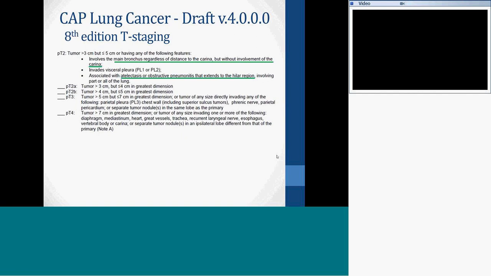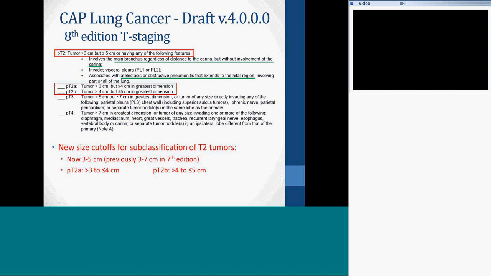For T2 tumors, as I've pointed out, the 2 centimeter distance to the carina has been removed. Previously, tumors that were greater than 2 centimeters were still T2, whereas T3 would be within 2 centimeters of the carina, but prognostically, that distance doesn't seem to make a difference. So now it's all classified as T2. And I mentioned that atelectasis or obstructive pneumonitis is now all classified as T2. Cutoffs for T2 tumors have also changed. Currently in the 7th edition, tumors between 3 and 7 centimeters in size are considered T2, but that's changed to 3 to 5 centimeters in size, again invasive size, in the 8th edition, with T2a tumors being from 3 to 4 centimeters, and T2b tumors being from 4 to 5 centimeters.